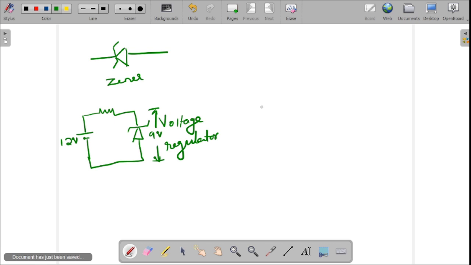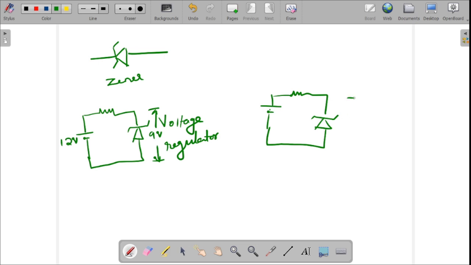In case you need only 5 volt but you have a 12 volt source, you can connect a 5 volt Zener diode. So the voltage across this Zener diode will be 5 volt. From this we can understand that the purpose of a Zener diode is to give a constant voltage. It can be used wherever there is a fluctuation and you need a constant voltage.